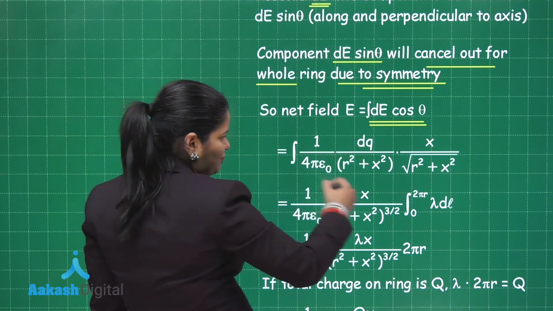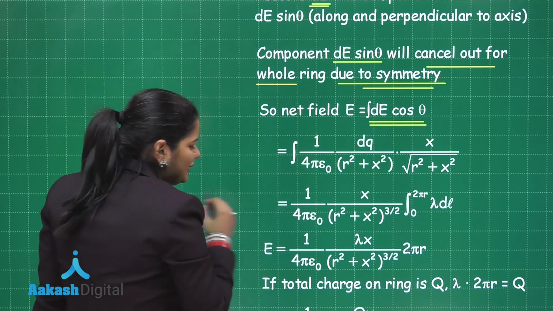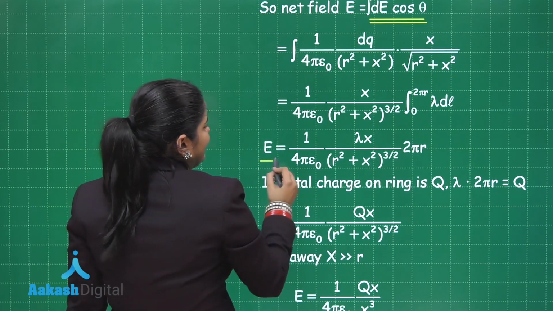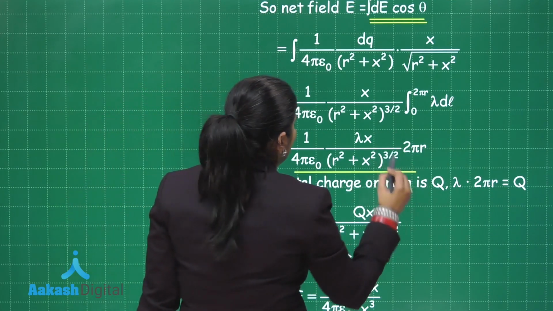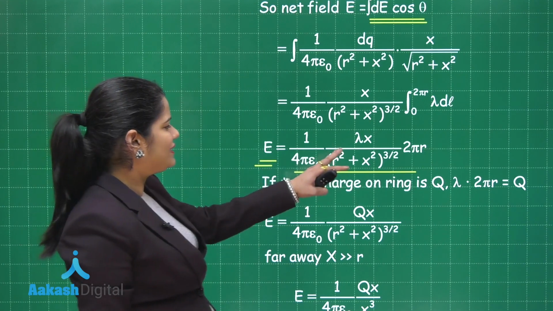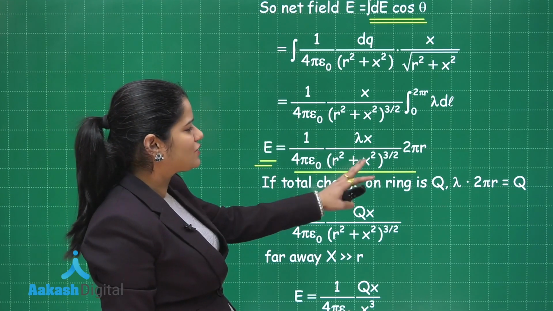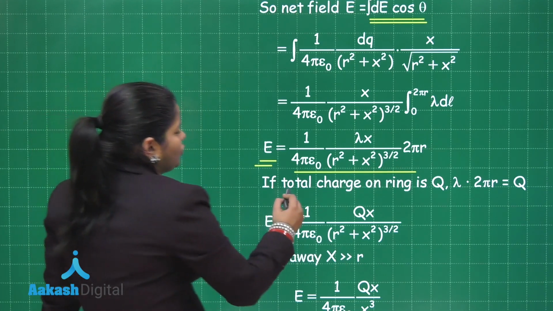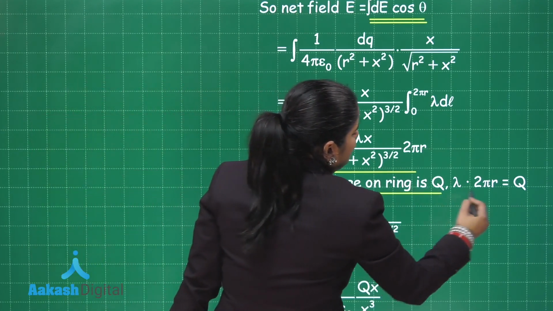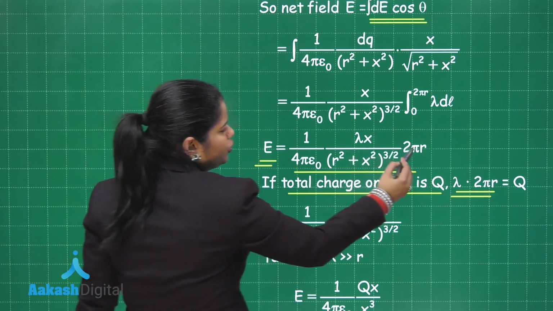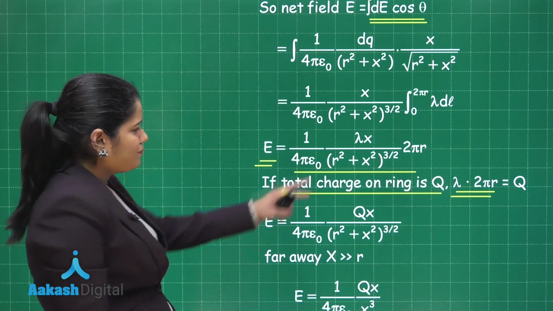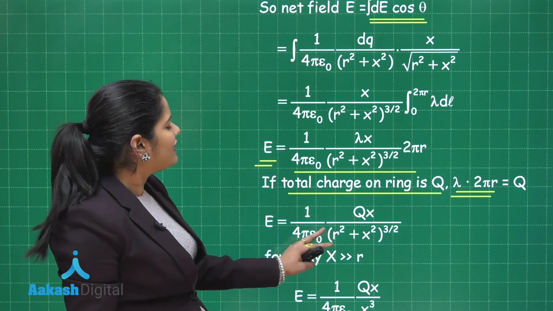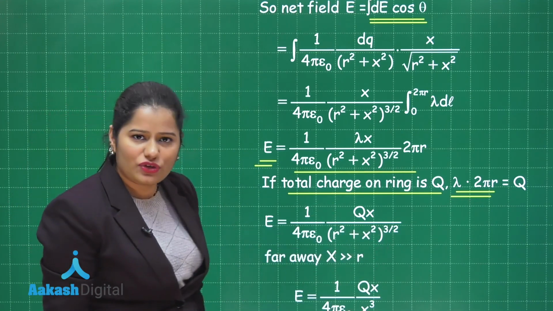So when you substitute the values and get the final result after integration, you will get the electric field as 1 upon 4 pi epsilon naught lambda x divided by (r square plus x square) raised to the power 3 by 2 into 2 pi r. Now if the total charge on the ring is q, I can write lambda into 2 pi r as q. So when you substitute the value, you will get E as 1 upon 4 pi epsilon naught qx divided by (r square plus x square) raised to the power 3 by 2.